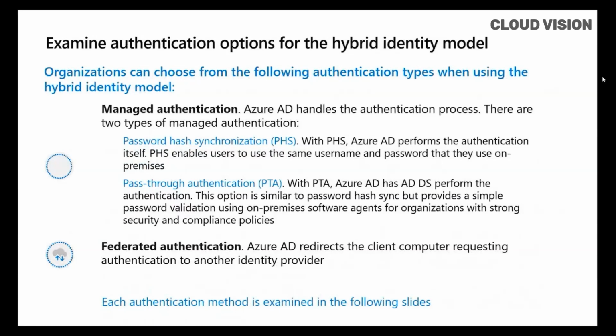Now, whenever you're selecting a hybrid identity model, one of the prerequisites, or one of the very important things that you have to consider, is the authentication. If you are implementing a hybrid identity model, who will be performing authentication for your identities? There are two categories of authentication types that you can choose from. First is managed authentication, and the other one is federated authentication.